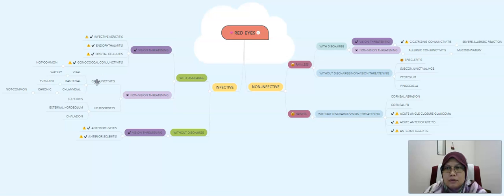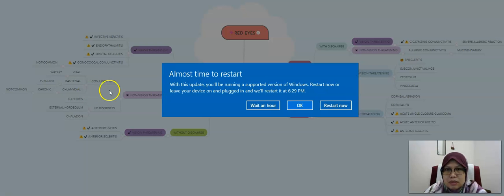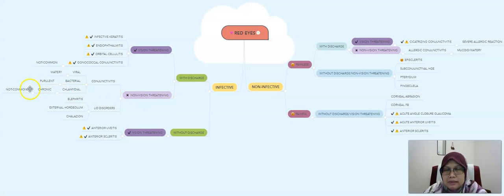And how about bacterial? Usually in bacterial, the discharge is more purulent. However, most of the time you cannot really distinguish, so always just presume it is bacterial. Even though it's viral, you can also cover the conjunctivitis with some antibiotics. However, chlamydial conjunctivitis is a bit unusual because the red eyes can go on for months and months. It is uncommon. It is also a sexually transmitted disease.